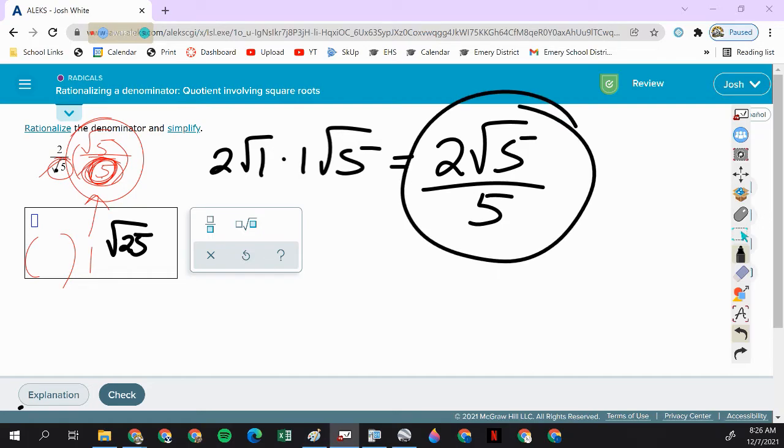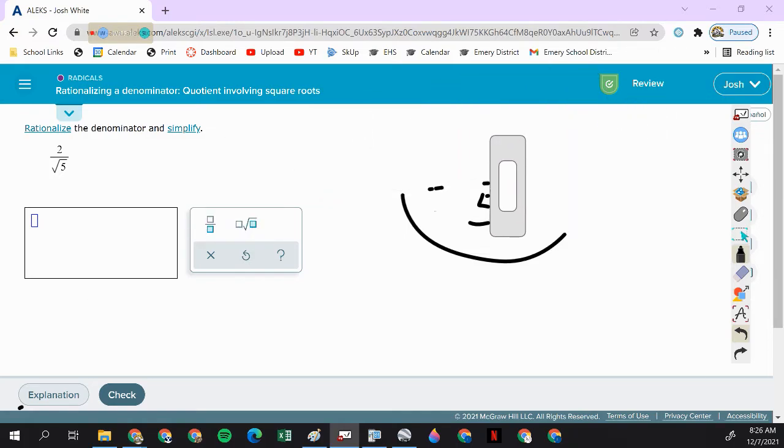Now, that answer looks more complicated than the original, but that is called rationalizing the denominator. That's how we get the square root out of the denominator. All right, let's look at another one of these.